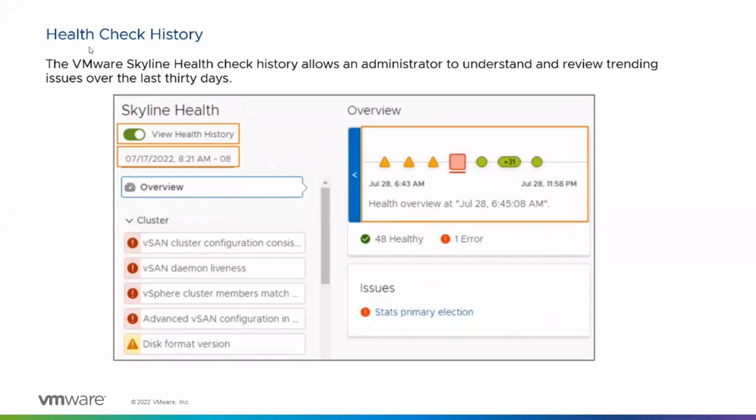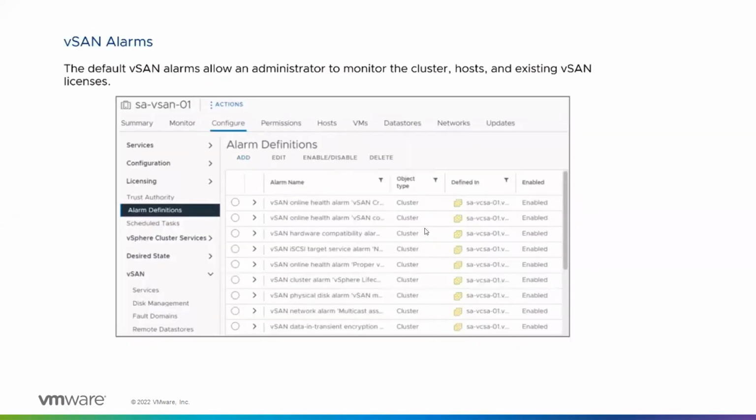Yeah, okay, sir. So this is about seeing the past history. We can see for the past week or maybe the past month what was green, what was error, what were the warnings. Then if we talk about vSAN alarms.